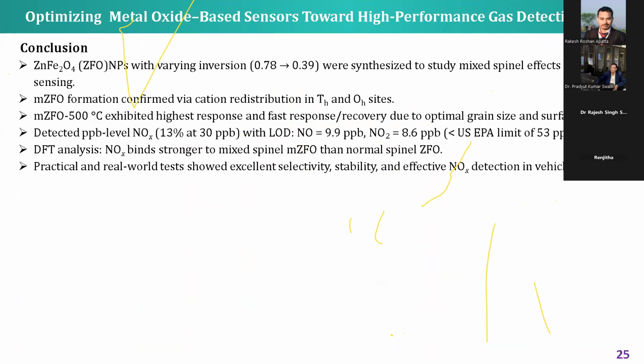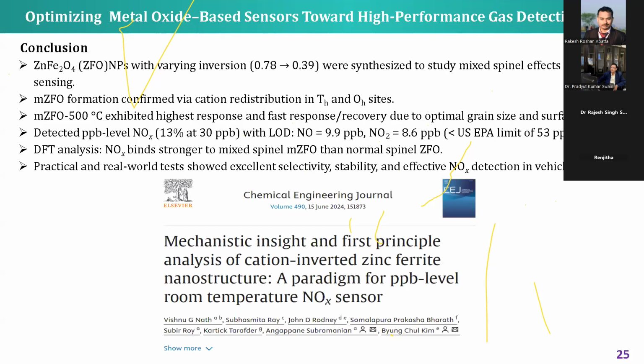So this is a summary of this work. We used zinc ferrite for studying the NOx gases. We can measure these gases with a lowest detection limit of 30 ppb, and this can be used for different concentrations as well. This is our publication.